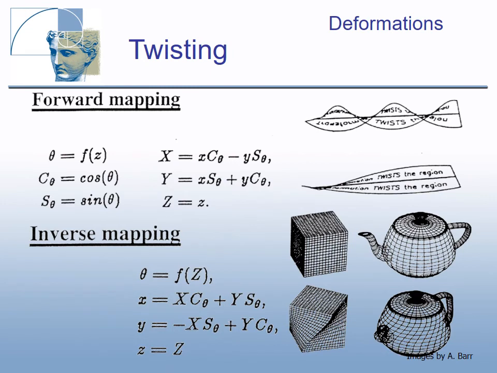Twisting is a general form of rotation. You can think of it as a rotation about an axis, with the angle of rotation changing along this axis. It is reflected in the expression for angle theta equals a function of the z coordinate. Examples show a cube and a teapot twisted.